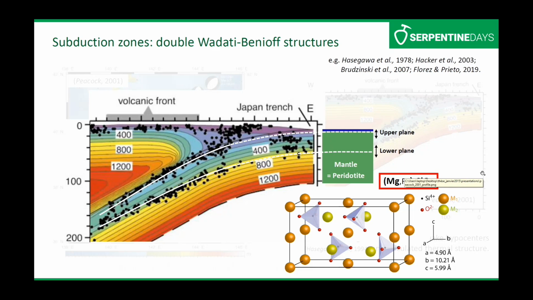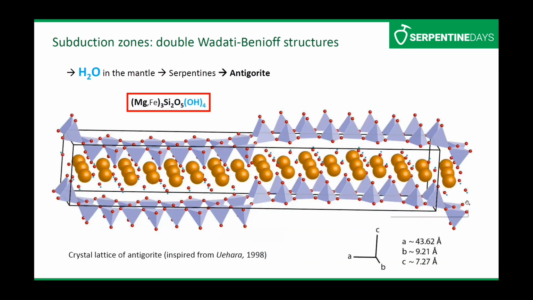Contrary to the upper plane, the lower plane is located totally in the mantle, and so we can make the assumption, at least for the experiments we've done, that it is mostly peridotite and thus mostly olivine.